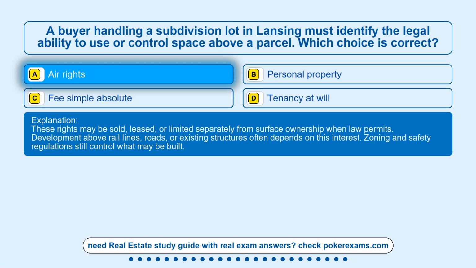These rights may be sold, leased, or limited separately from surface ownership when law permits. Development above rail lines, roads, or existing structures often depends on this interest. Zoning and safety regulations still control what may be built.